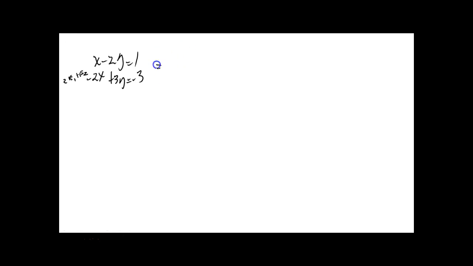All right, so that would produce, keep the first one alone, x minus 2y is equal to 1, and then do that. 2 times x is 2x, minus 2x is 0, and 2 times minus 2y would be minus 4y, plus 3y would be minus y, and 2 times 1 is 2 minus 3 would be 2 minus 3, negative 1.